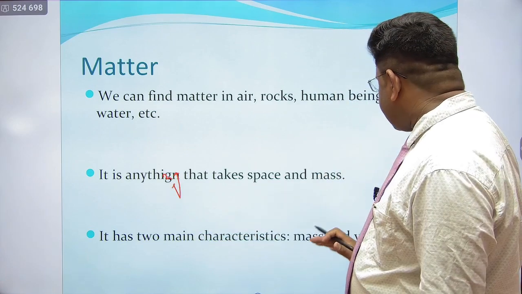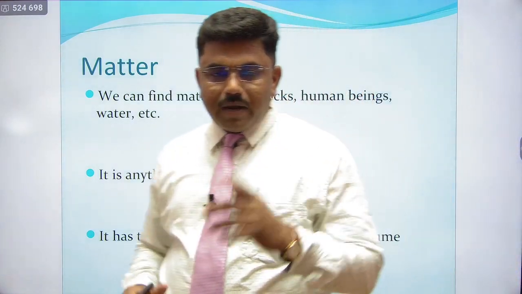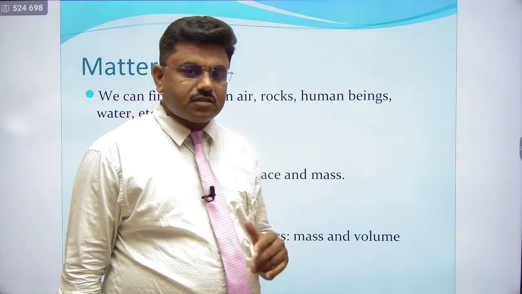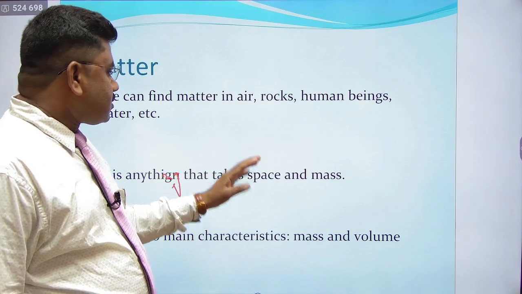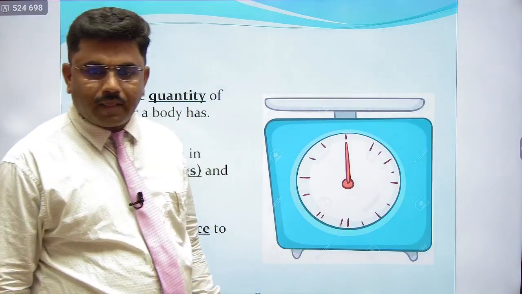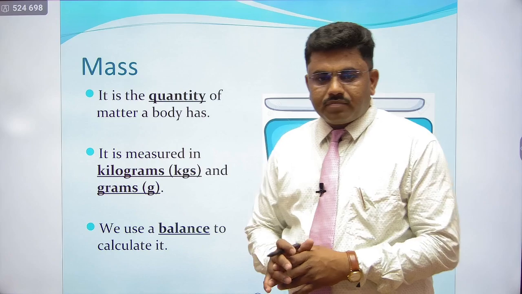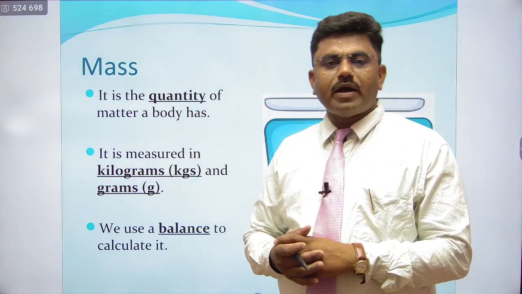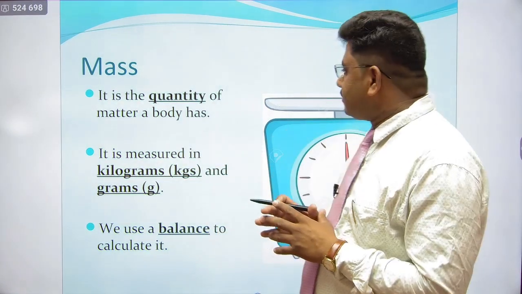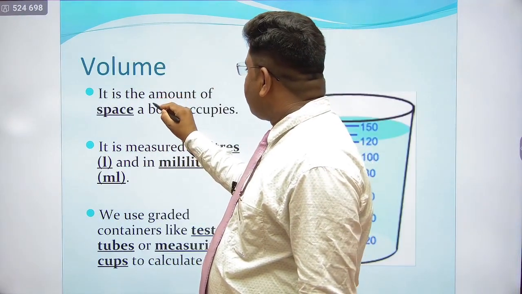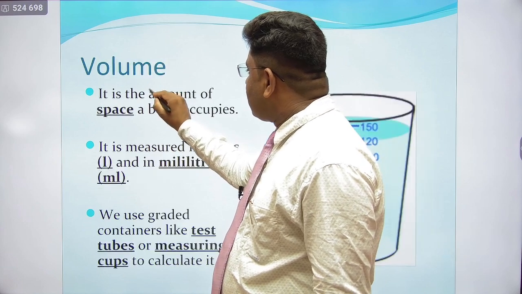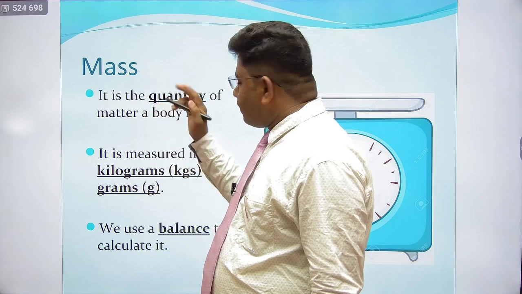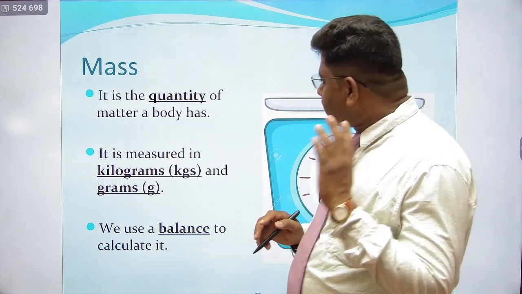It has two main characteristics, mass and volume. What is matter? Matter has two main special characteristics, that is space and mass. Mass means weight. It is the quantity of matter a body has. So remember, it is a quantity.